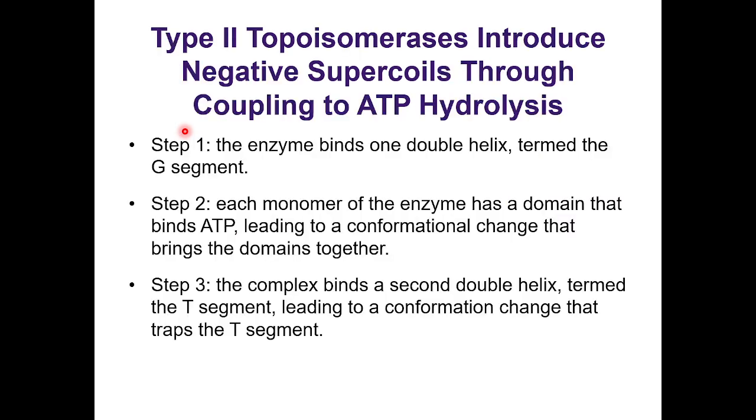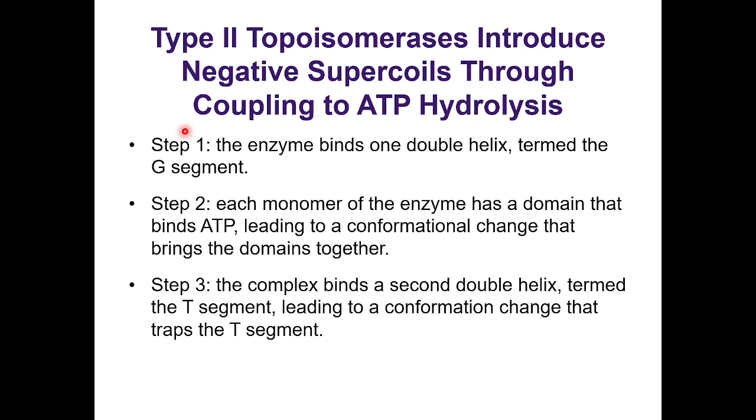Okay? Okay, so type 2, this is the topoisomerase type 2. This is going to introduce negative supercoils. This is going to be through the coupling to ATP hydrolysis. This is where we're winding it up more than it would normally be. Okay? So step 1 is going to be the enzyme binds one double helix. This is going to be termed the G segment.